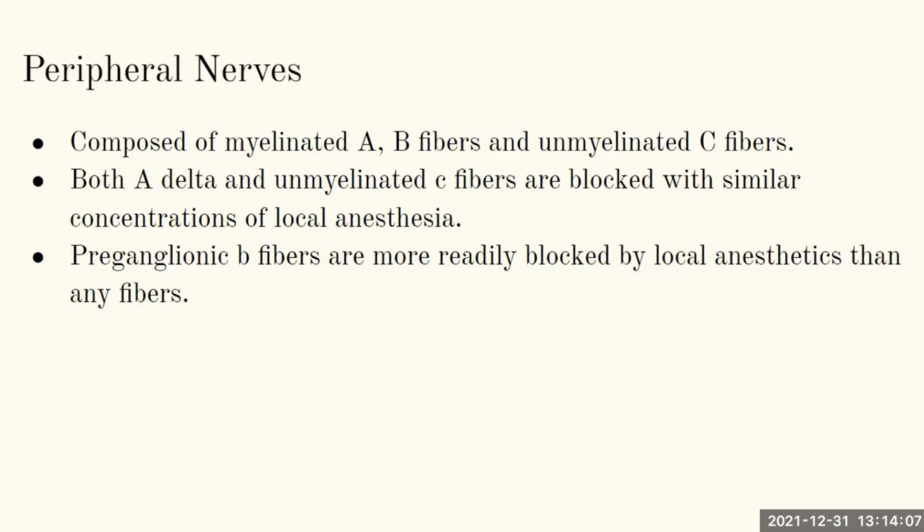And some of them are unmyelinated, like the C fibers. But the A delta and unmyelinated C fibers are blocked with similar concentrations of local anesthetic agents. So when we give our labor epidural, we are using a concentration that's going to block our A delta and our unmyelinated C fibers. The preganglionic B fibers are more readily blocked by local anesthetic than any fiber.